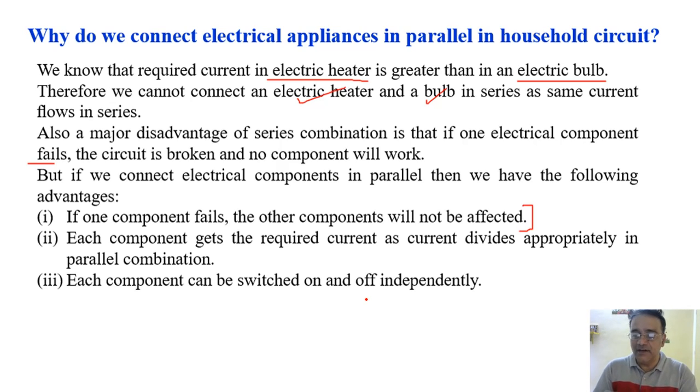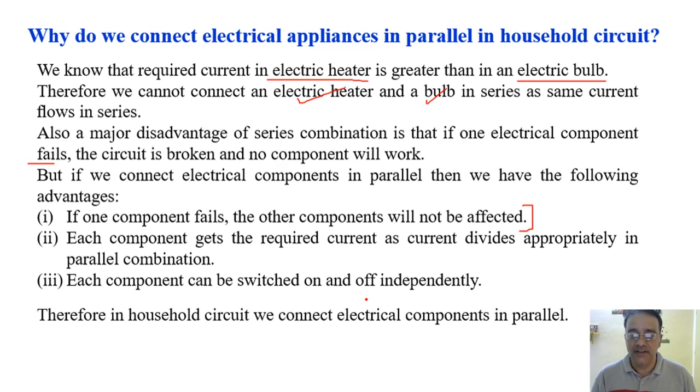Okay, and each component can be switched on and off independently. So जैसे R1, R2, R3 था, अगर हम लोग उसमें switch लगा देंगे, so हम लोग किसी को भी on off कर सकते हैं without breaking the circuit. Okay, that is the big advantage. Therefore in household circuits we connect electrical components in parallel. So एक question ये भी है कि हम लोग series में क्यों connect नहीं करते हैं, तो series के disadvantages हम लोग यहाँ पे बता सकते हैं.